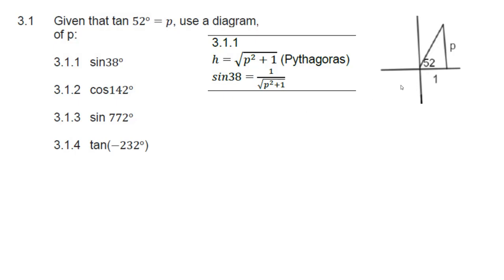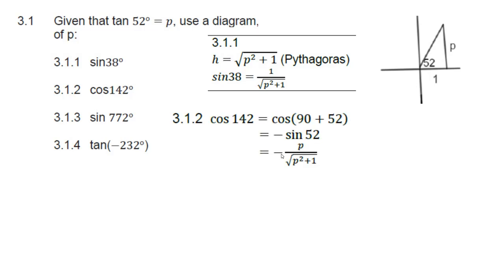So the sine of 38 must be 1 over root p squared plus 1. And that's it. That's the sine of 38. The cosine of 142. Well, you have to know that, there's different ways maybe of doing this. But the cosine of 142 is really 90 plus 52. So that makes it minus the sine of 52.